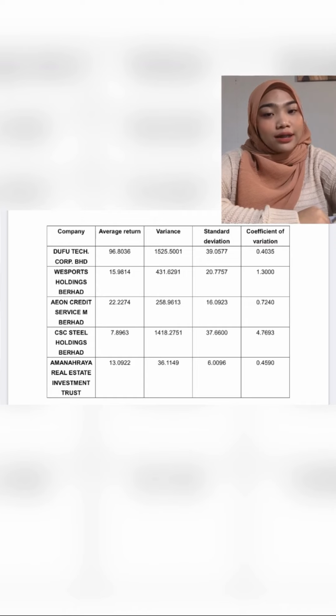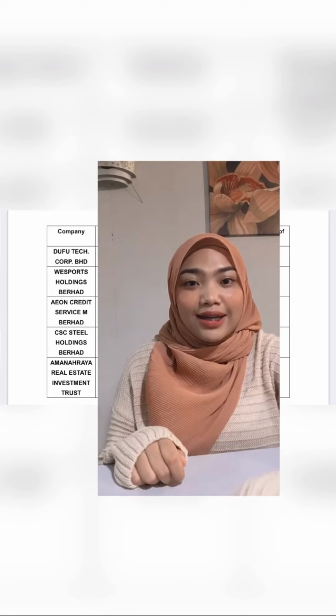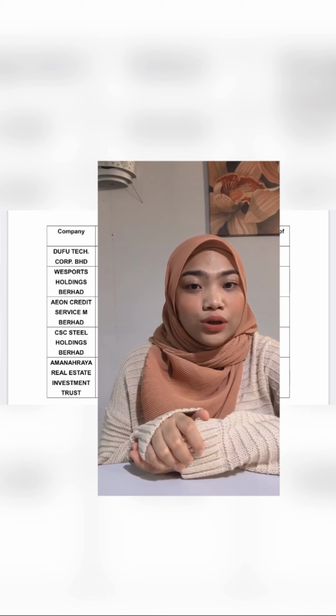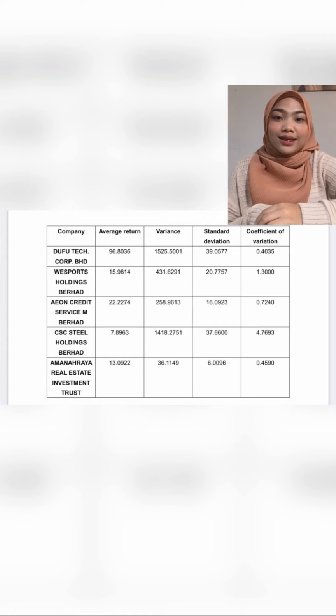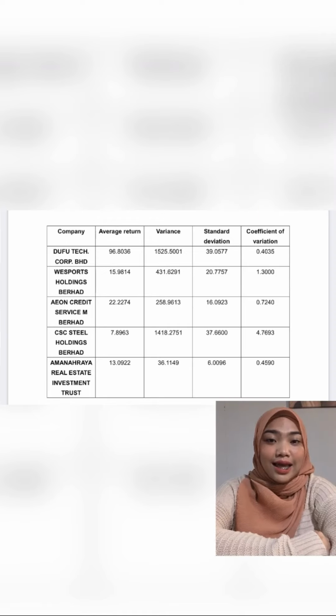First, we need to identify the standard deviation and coefficient of variation of each stock. We need to choose the highest standard deviation and the lower coefficient of variation. Let's see overall which stock has higher standard deviation and lower CV. We can see that the standard deviation for Dufu Technology Corporation Berhad is higher than other stocks, which is 39.0577. Then the coefficient of variation for Dufu is smaller than other stocks, which is 0.4035. Next, let's see CSC Steel Holdings.